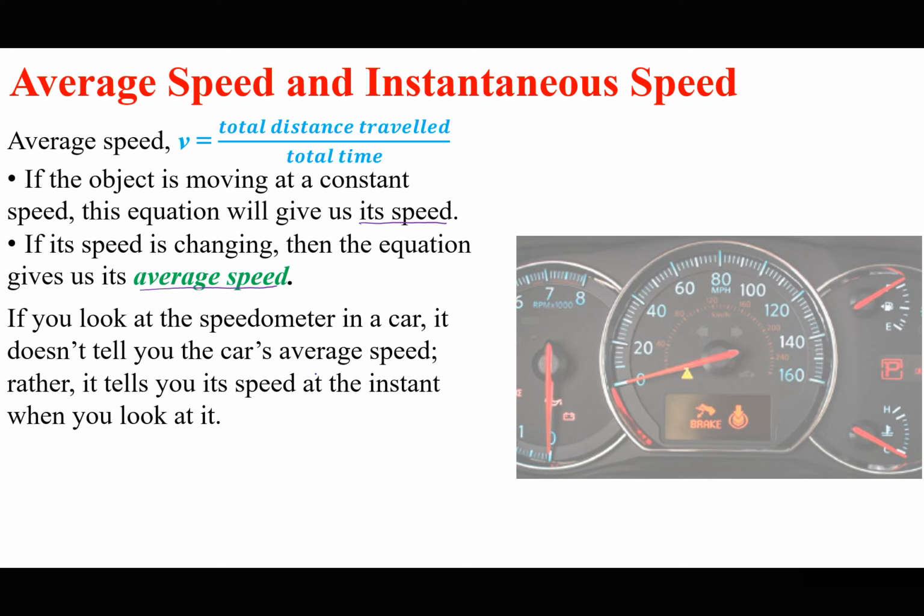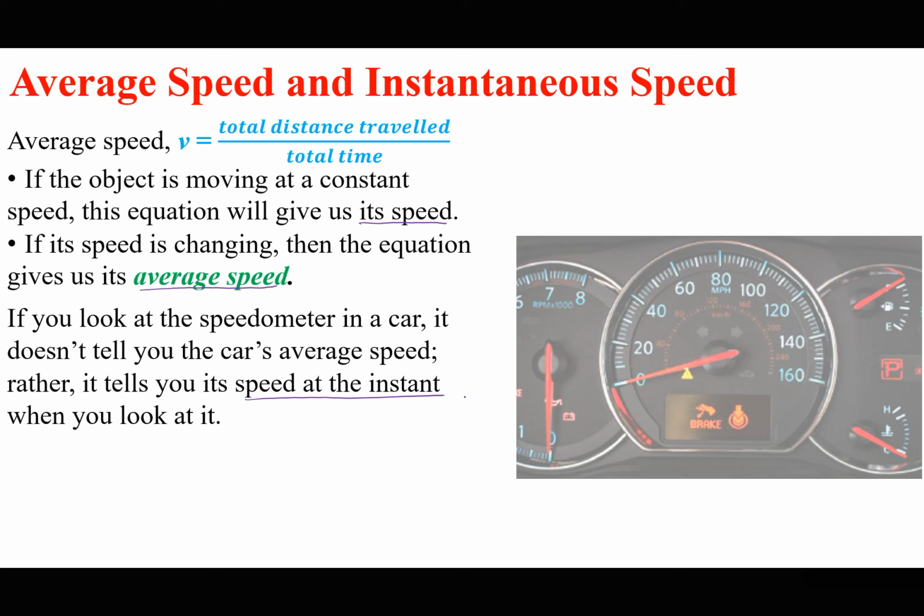If you look at the speedometer in front of your car, it simply tells the speed at that point when you look at it. It doesn't tell you the average speed you have been covering throughout your journey, not at all. The speedometer will give you the speed at that particular moment when you look at it.